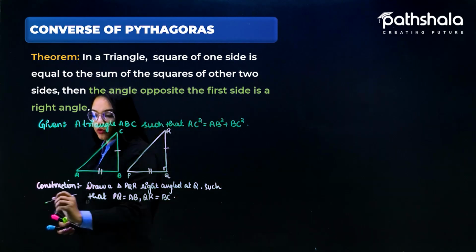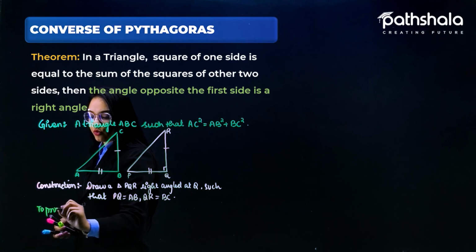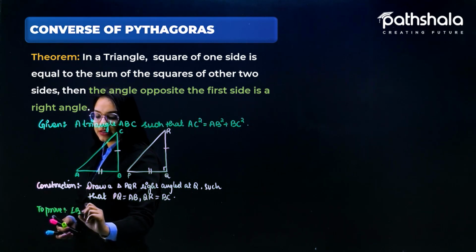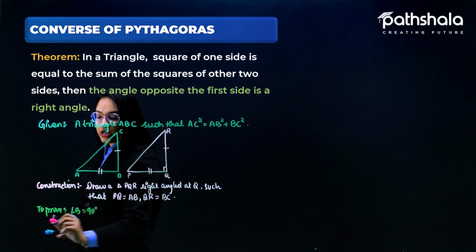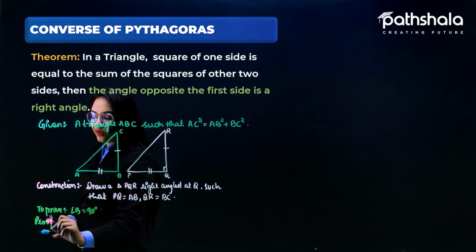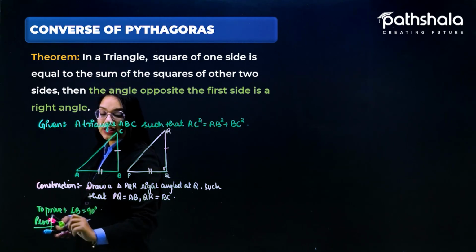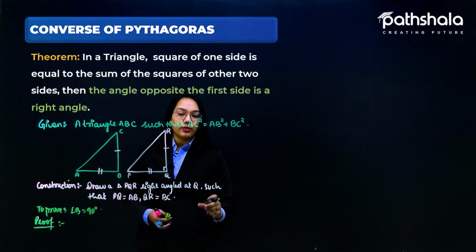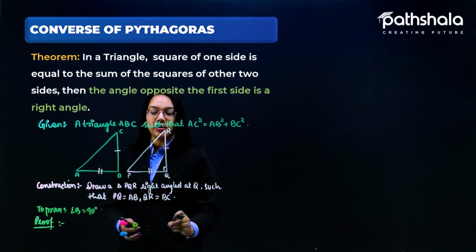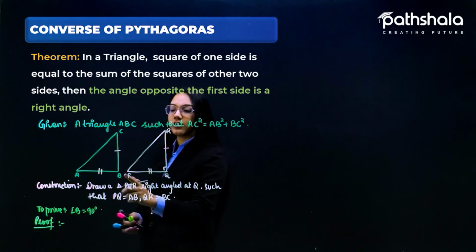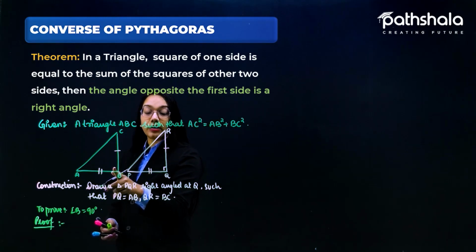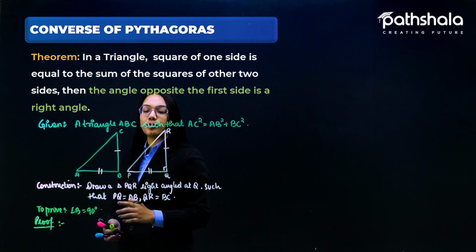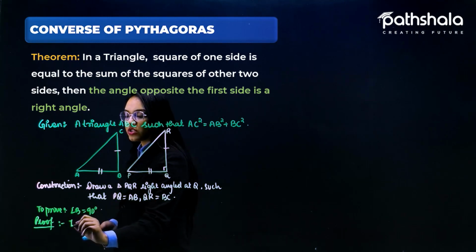Now let's talk about what we have to prove. We have to prove that the angle B is equal to 90 degrees. So let's start the proof of this theorem. As you can see, we just want to prove that this angle is 90 degrees. So let us talk about these two triangles and start with it.